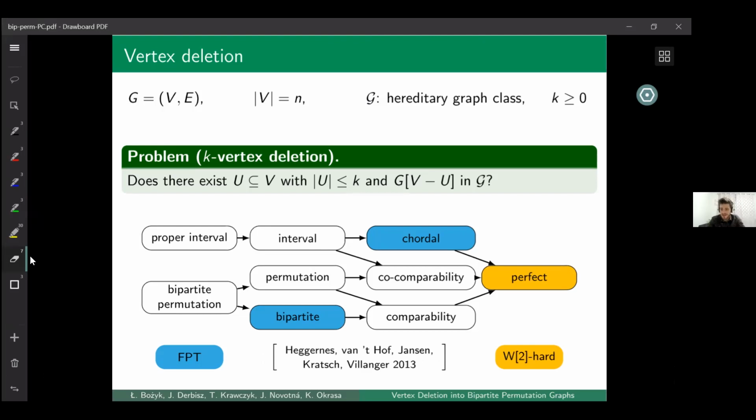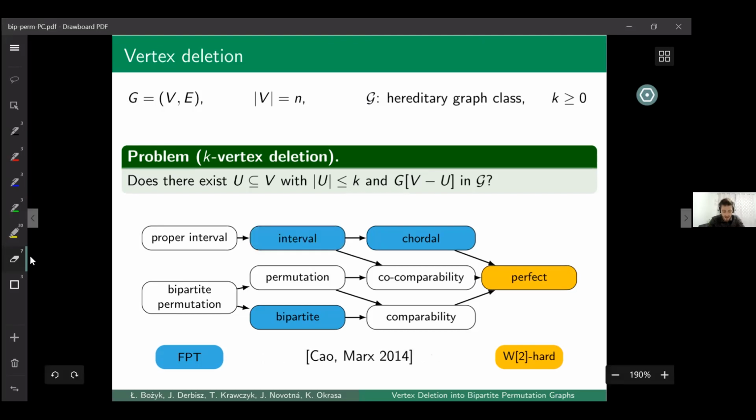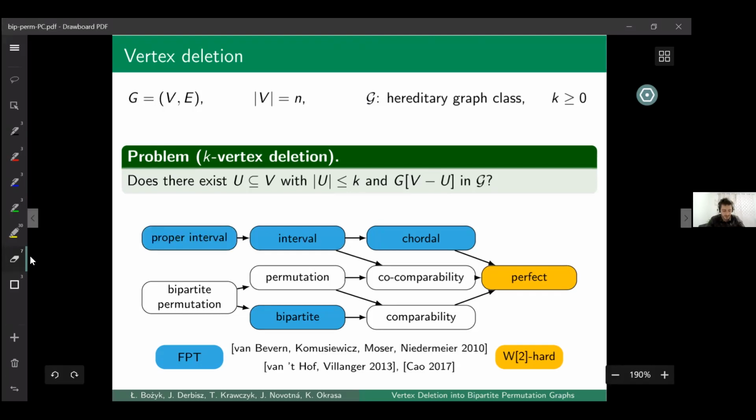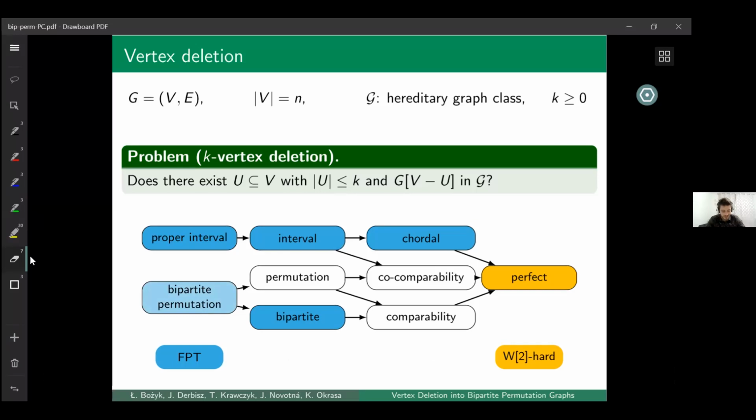So there is this dichotomy present here as well, and in the following years it was proved that for interval and proper interval graphs, one can also find an FPT algorithm. And what we did is basically coloring this rectangle blue again, providing an FPT algorithm for the bipartite permutation graph class.